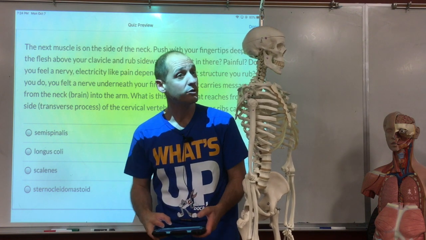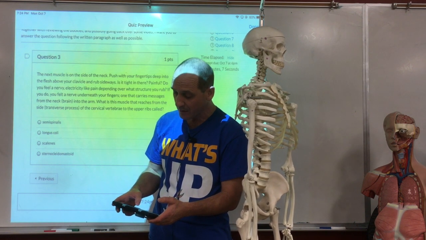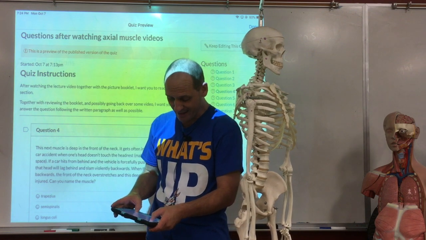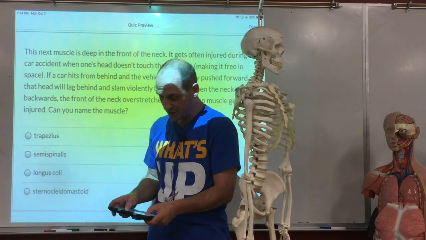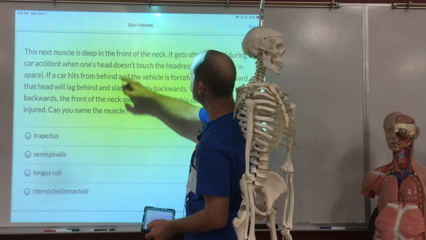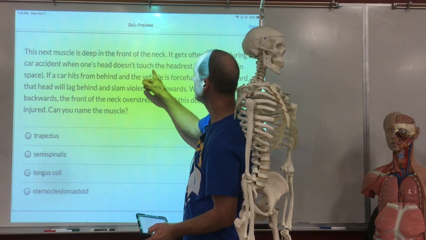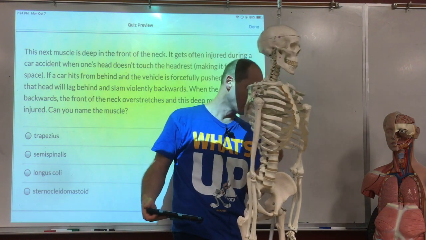Scalenes. Longus colli, also interesting. Is there a question on the longus colli? I don't think so. That's the next answer. Is it? Oh, there you go. That's usually not taught in the beginning class, but it's an important one. Next muscle deep in the front of the neck, it gets injured during a car accident when one's head doesn't touch the headrest. Oh yeah, I wanted to put that in there because I think it's important.